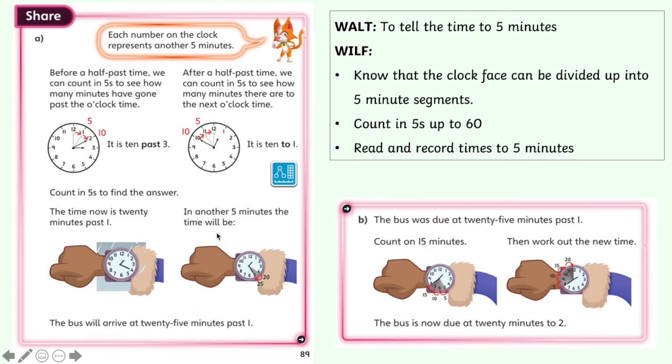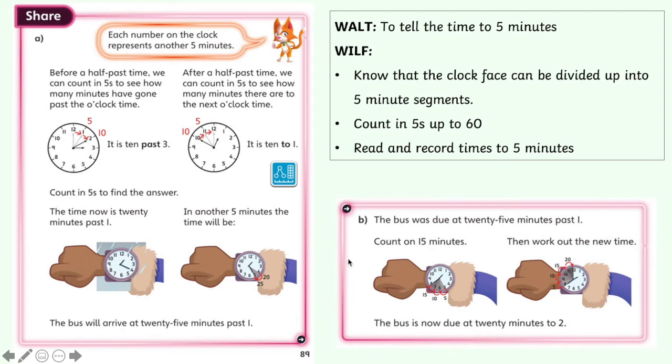And in another 5 minutes, when the bus is due to arrive, we need to just hop one more jump of 5 from 20 past to 25 past. So the bus will arrive at 25 minutes past 1.